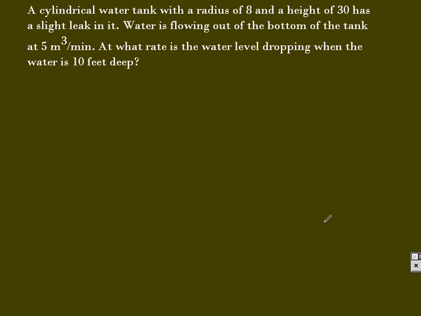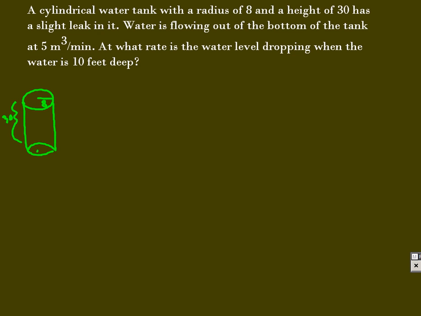Alright, it's time now for the two variable equations with implicit differentiation and word problems. First one we're looking at is a cylindrical water tank. So I'm going to first draw what we're looking at here. Here's our water tank, and it has a leak in the bottom of it. The water tank itself is 30 feet high, and it has a radius of 8. So 30 feet high, radius of 8.